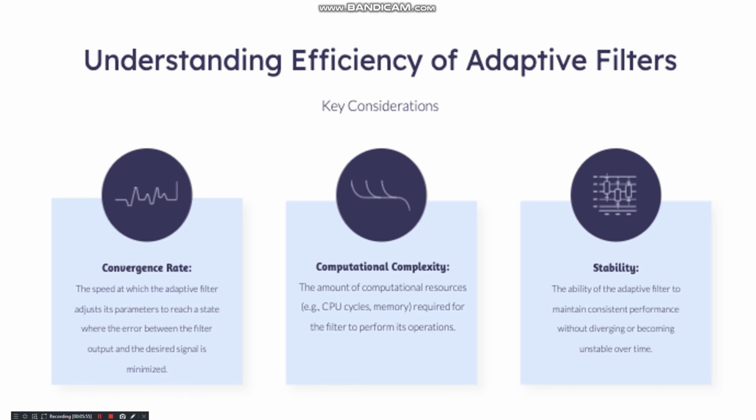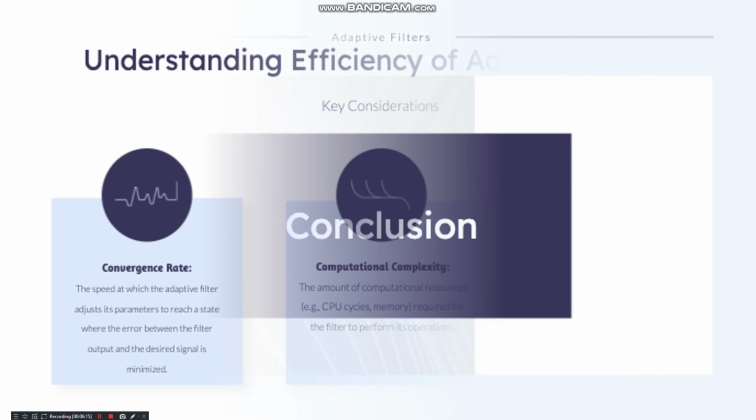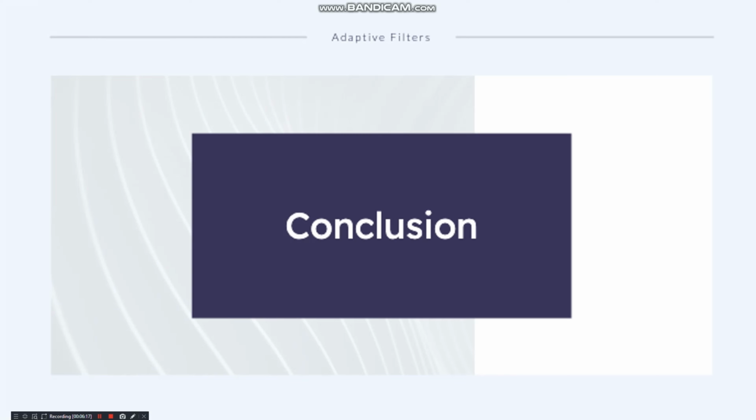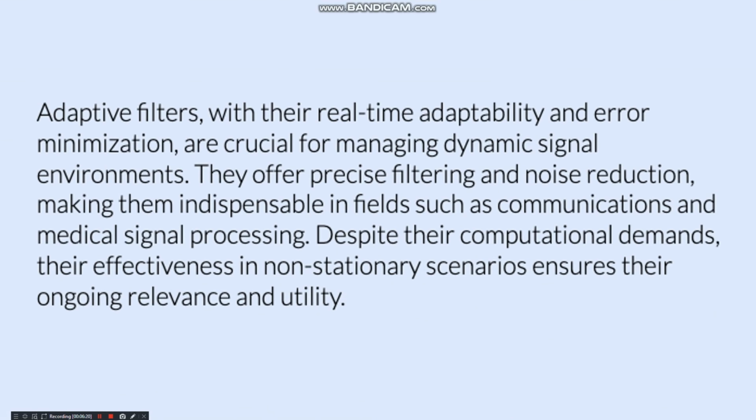Stability is basically the ability of the adaptive filter to maintain consistent performance without diverging or becoming unstable over time. Its impact on efficiency is that stability ensures that the filter can reliably adapt to changing conditions without causing performance degradation or instability.